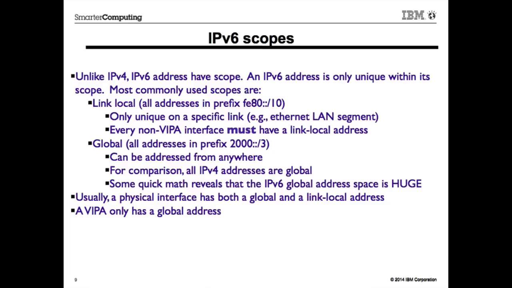Global addresses can be addressed from anywhere. They have to be unique. And if you do some quick math, you'll find out the IPv6 global address space is huge. I think we've said in the past that there are enough IPv6 addresses available that every atom on Earth can have 2 addresses, so we don't think we'll run out of that anytime soon.